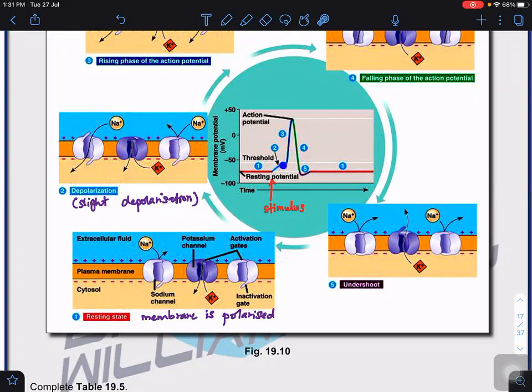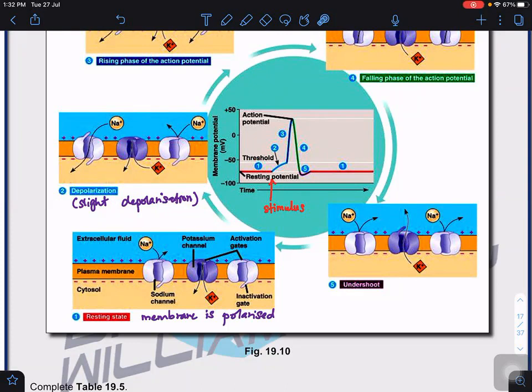Because there is a slight change of the membrane potential, some of the voltage-gated sodium ion channels open. Because outside has more sodium ions and inside lacks sodium ions, sodium ions move in. But can you see that the voltage-gated potassium ion channel remains closed? So only the positive sodium ion can move in. When sodium ions move into the cytoplasm, it becomes less negative, correct?